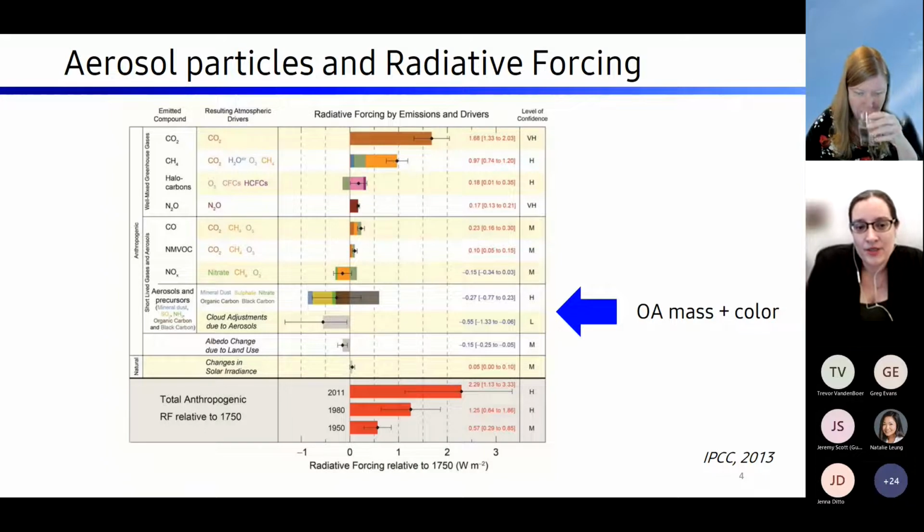What we have in the middle, though, is the region that I'm focusing on, and these are our aerosol particles. There are two main climate impacts: the direct effect as well as the indirect effect.